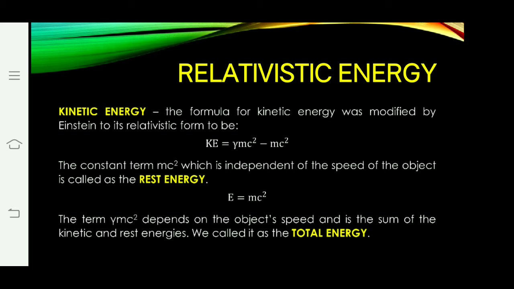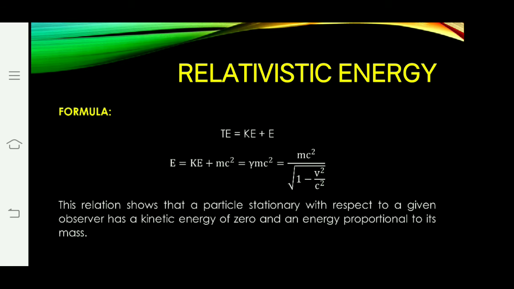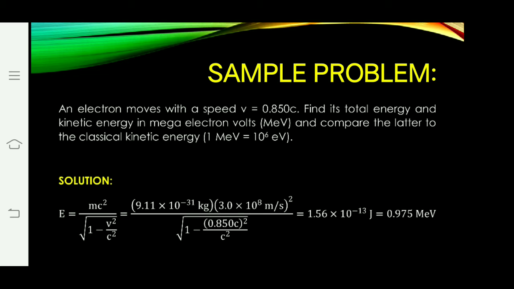Relativistic energy. The formula for kinetic energy was modified by Einstein to its relativistic form, KE = γmc² − mc². The constant term mc², which is independent of the speed of the object, is called the rest energy. The relation above shows that a particle stationary with respect to a given observer has a kinetic energy of 0 and an energy proportional to its mass. Here's our sample problem.